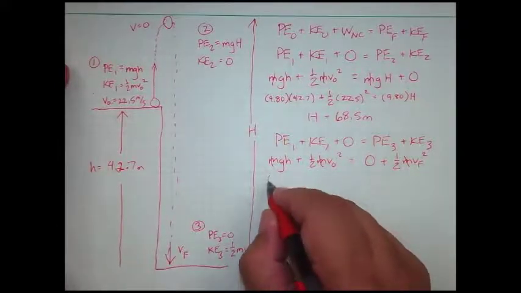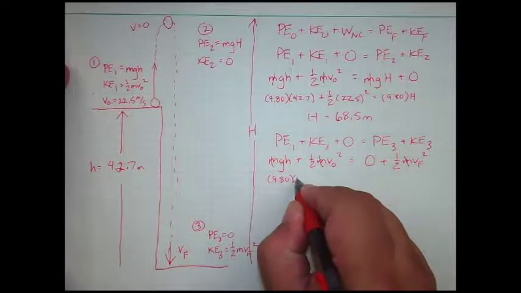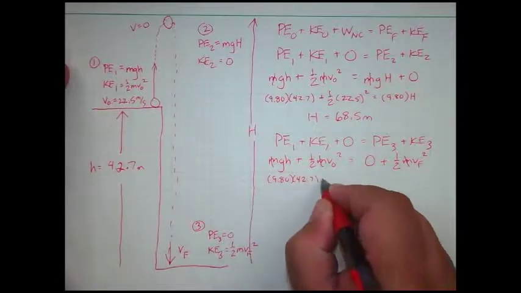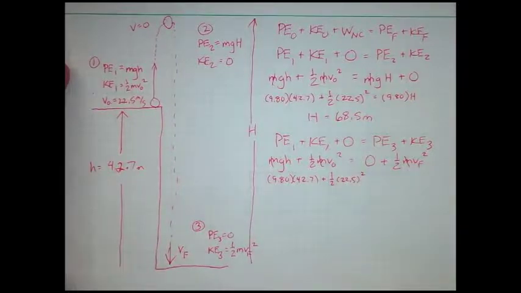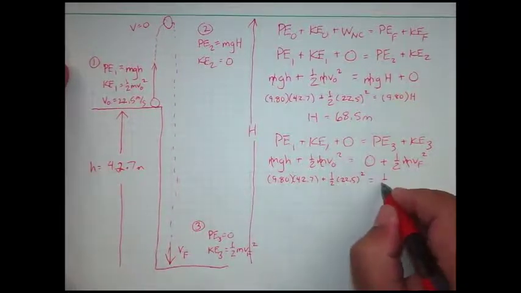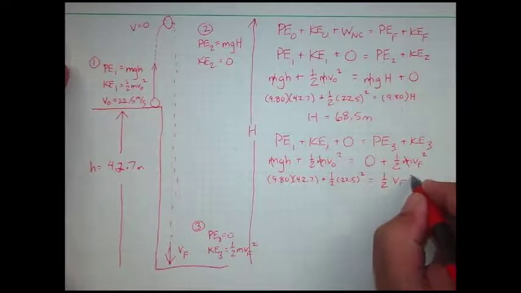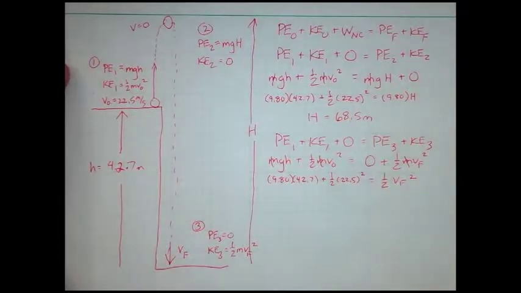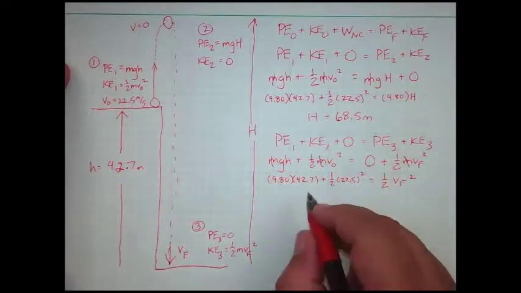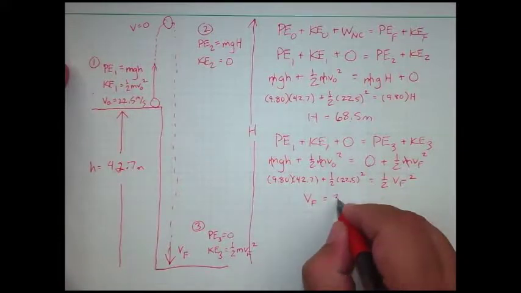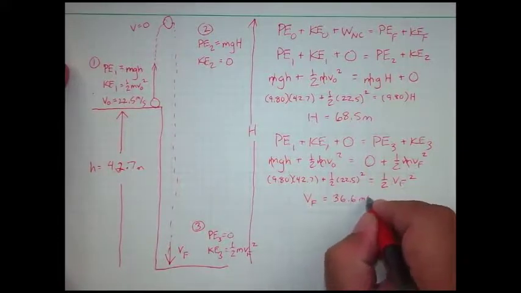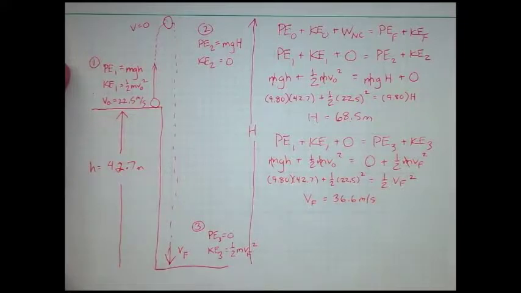We take 9.80 times 42.7. Once again, this side of the equation is unchanged from the previous problem, but on the right-hand side of the equation, we have 1/2 times v final squared. Multiply both sides by 2 to get rid of the 1/2. Find v final squared, and ultimately v final, we get 36.6 meters per second, to 3 significant figures for our final velocity.